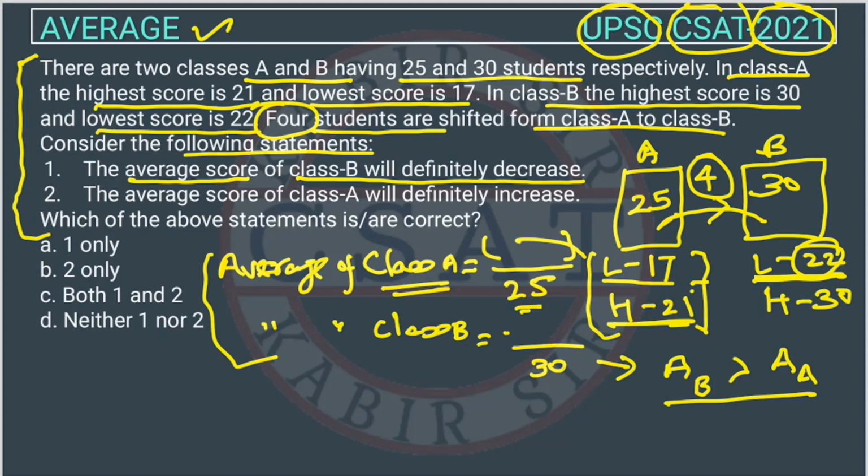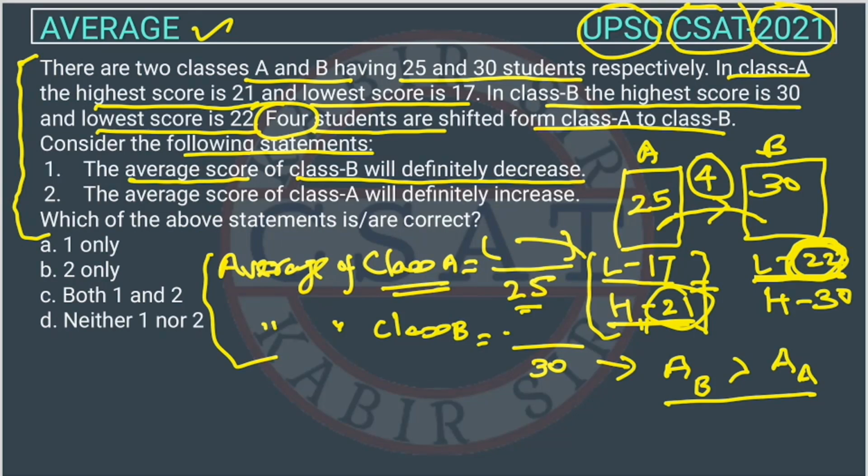But here, even if we consider that all the students got the highest mark, even then the average score can't be greater than 21. You have to understand that, right? And here, even if we consider the minimum average marks of a student, it can't be less than 22. So the average of class B is greater than the average of class A by this information.